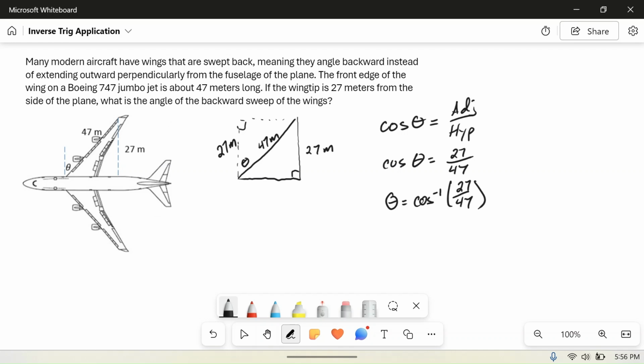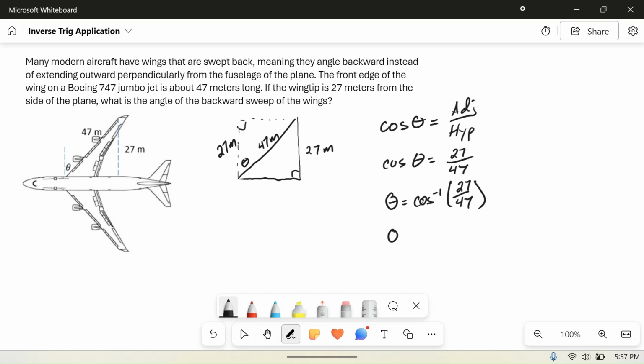And so we're going to need to use technology. We want to compute the inverse cosine of 27 over 47 using a calculator or some other technology. I didn't specify this in the problem, but let's compute this in degrees. So make sure your calculator is in degree mode.